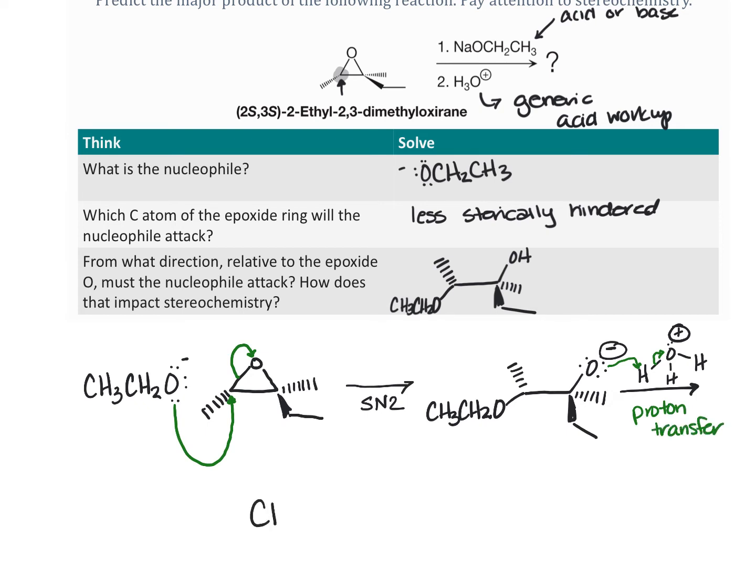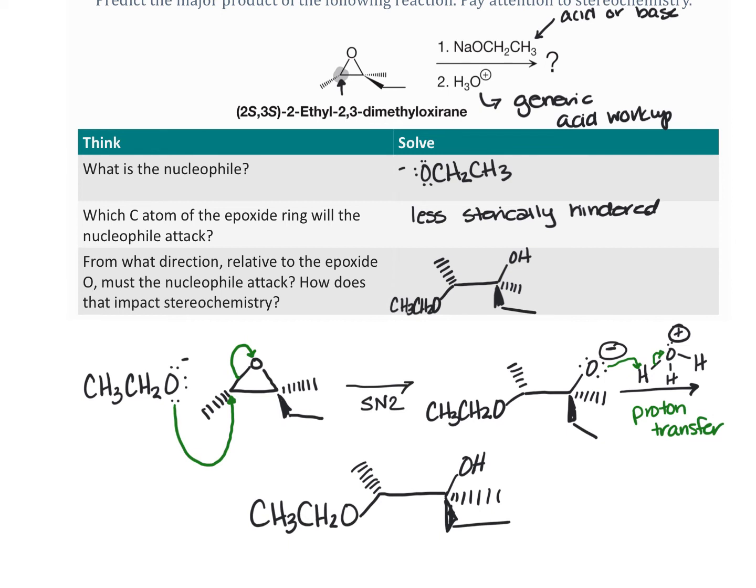And now you have our friendly product. Okay, so make sure you're practicing the mechanisms. Practice makes perfect. And my suggestion is just to write mechanisms over and over until you can do the mechanisms without looking at your notes.